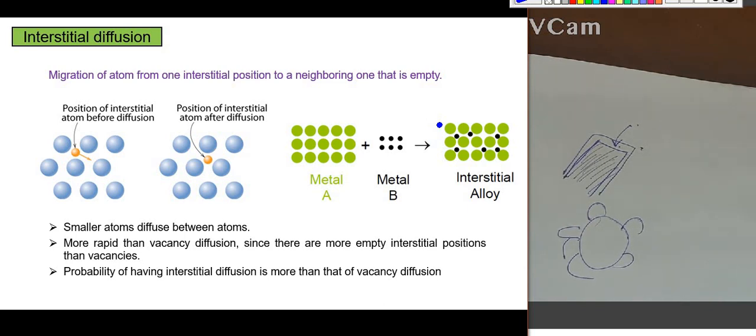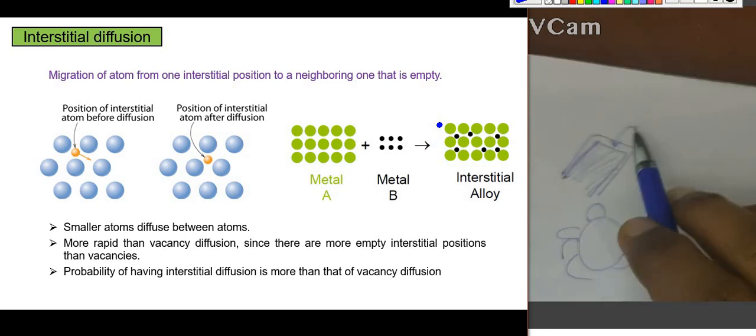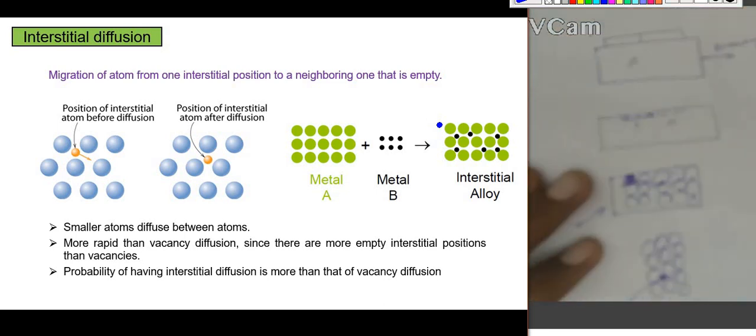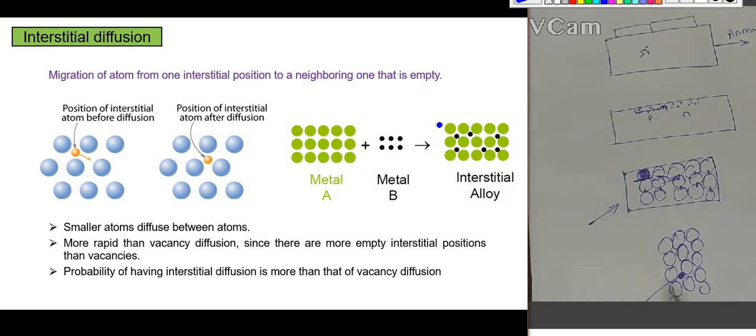Okay, in the carburizing mechanism, to improve the hardness of the surface, the carbon atom enters the vacant sites or interstitial sites, or void space, inside the crystal structure. So this interstitial diffusion plays an important role in the alloying and production of alloy elements in metallurgy and material science.